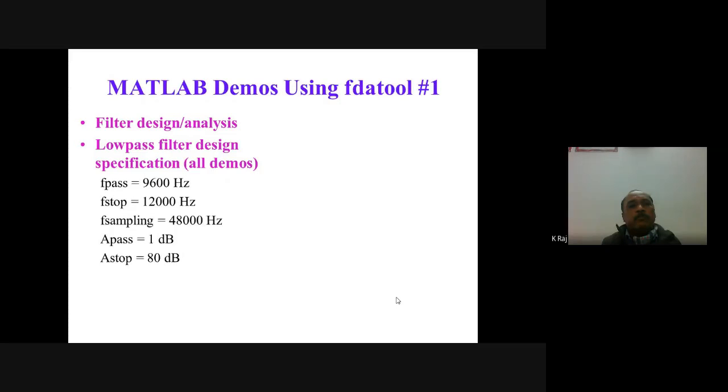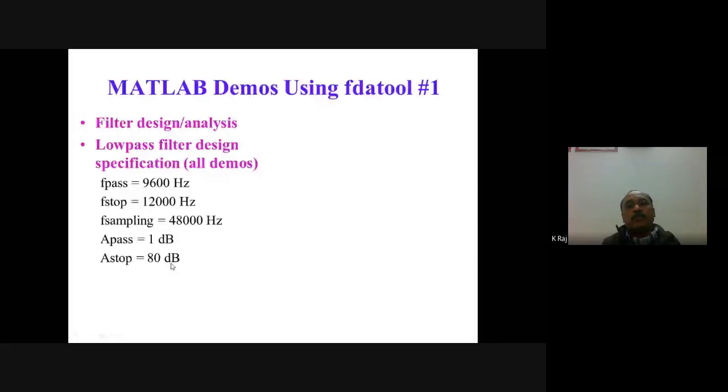Now, for that purpose, you have to use the pass band edge frequency given as 9600 and stop band edge frequency 12,000. And naturally, the low pass filter has to be designed, and the sampling frequency has to be 48,000. The attenuation in the pass band is 1 dB. A pass, that is the maximum attenuation in the pass band, and A stop, that is the minimum attenuation in the stop band.